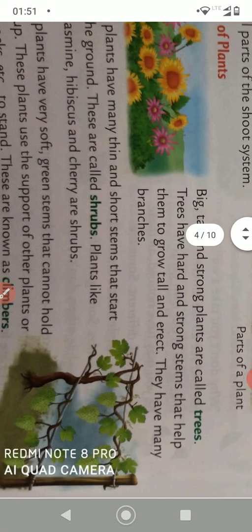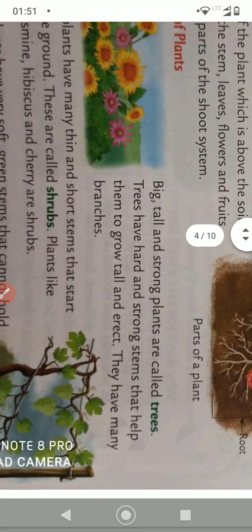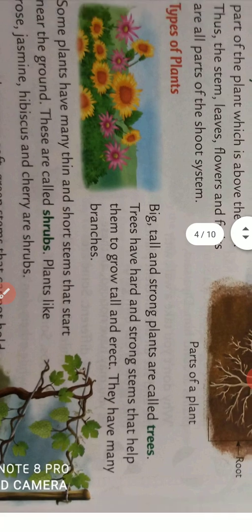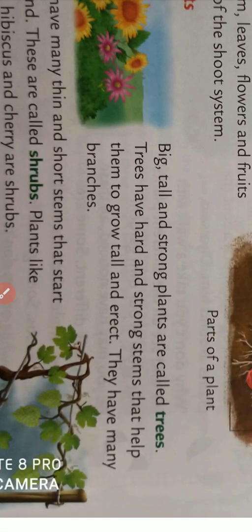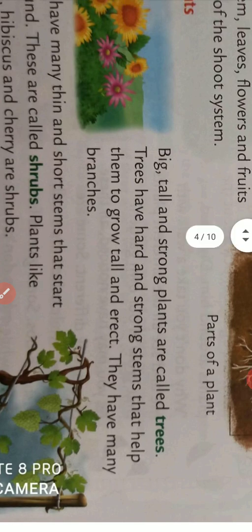So children, let's revise till here. So what are the trees? Big, tall and strong plants are called trees. Trees have hard and strong stems and that helps them to grow tall and erect. Since their stems are very, very hard and very, very strong, that is why the plant stands straight. Okay, and they have many branches.